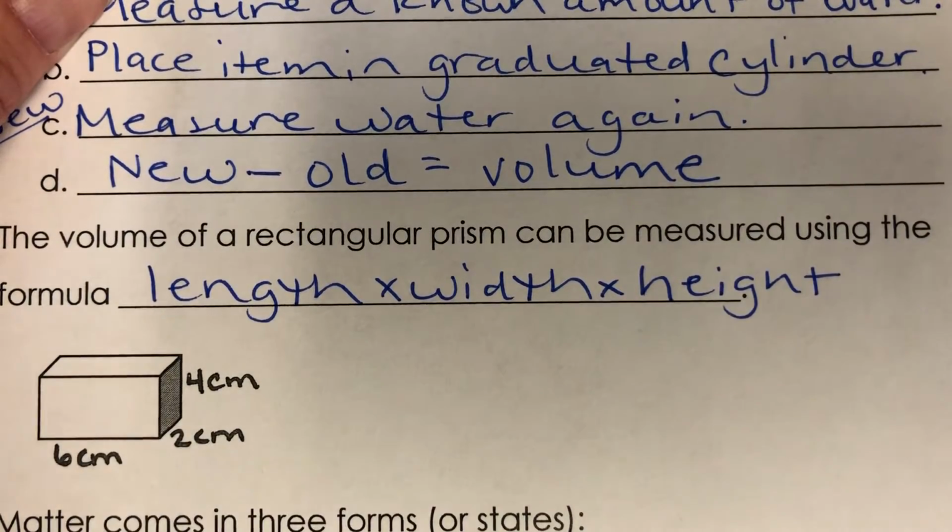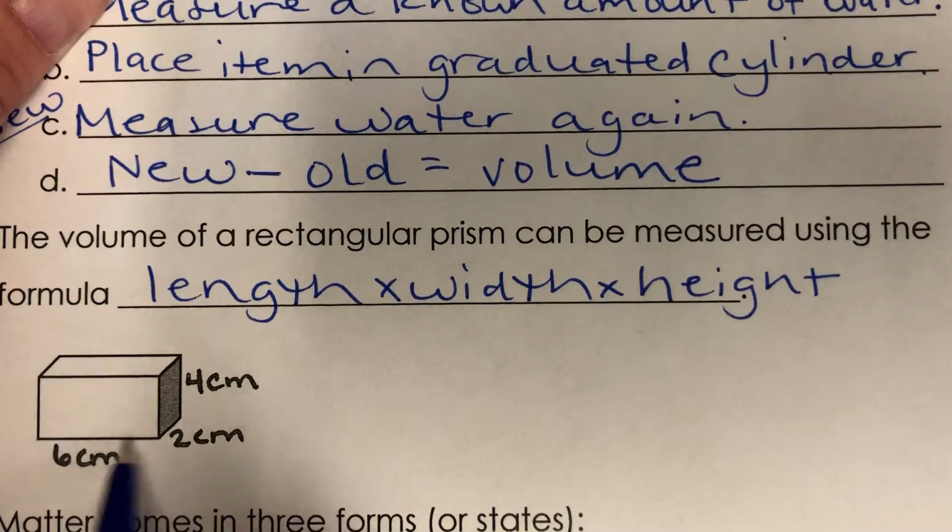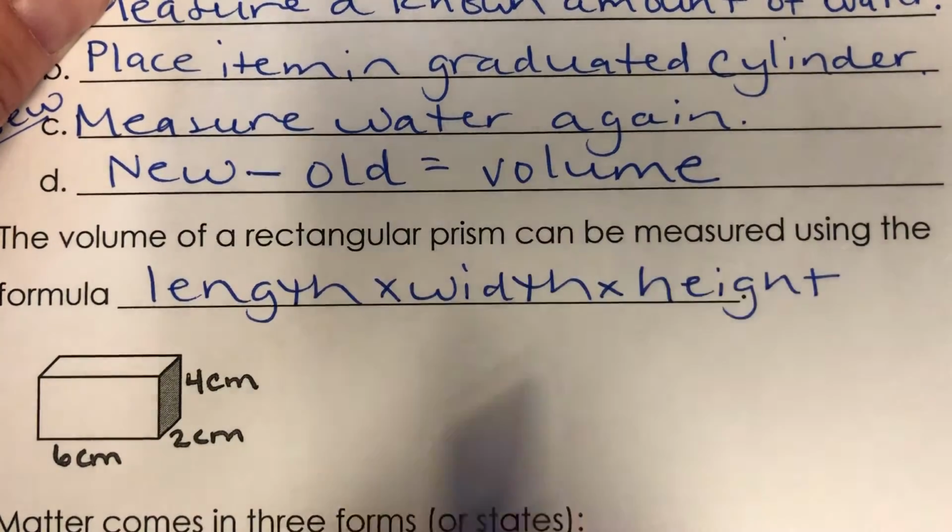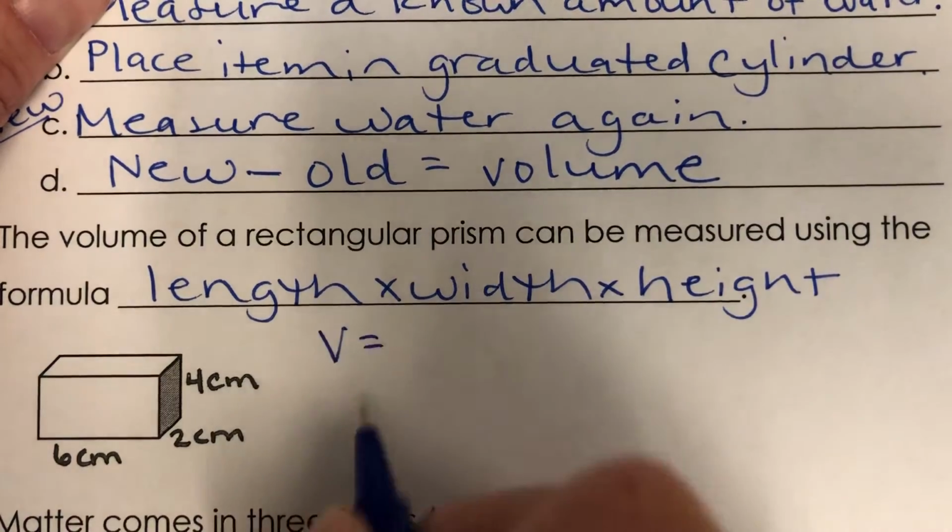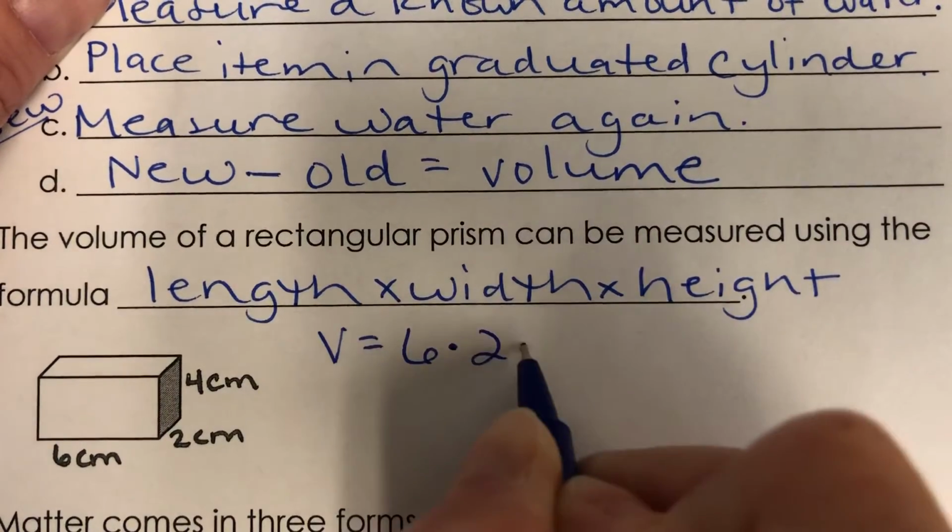So an example of that here, I have length of 6, width of 2, height of 4, and we're going to multiply those 3 numbers together, so the volume is going to equal 6 times 2 times 4.